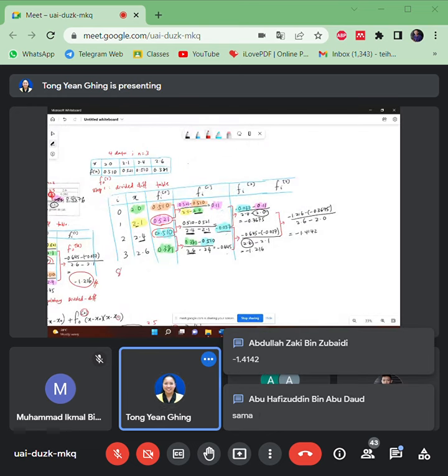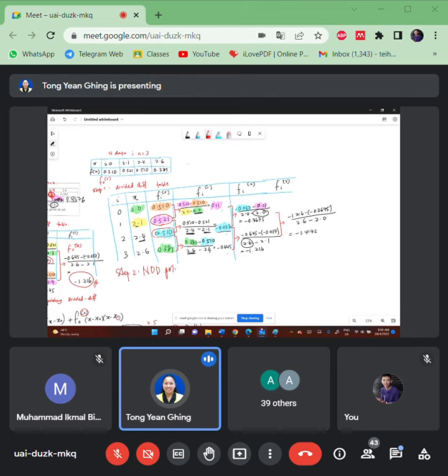Then we do step 2. We do the Newton divided difference polynomial lah. So since n is 3, that means P3, okay? P3 2.5 equal to F00 plus F01 times x minus x0 plus F02 times x minus x0 x minus x1 plus F03 times x minus x0 x minus x1 x minus x2.